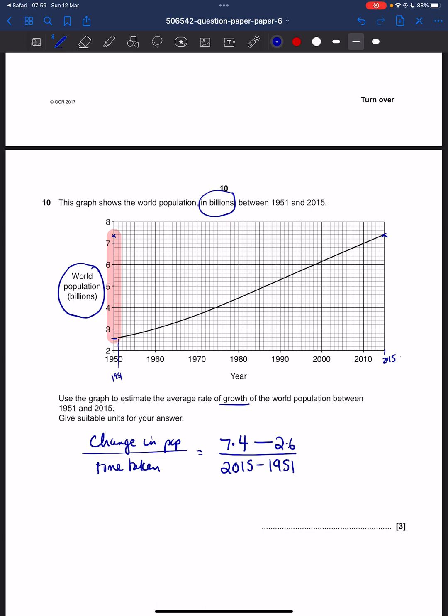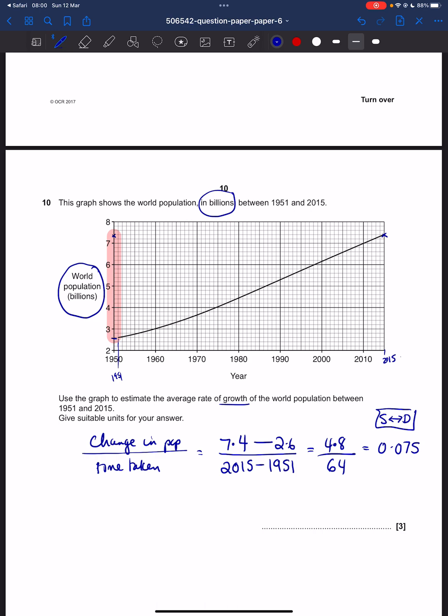So 7.4, we're working in billions, minus 2.6, so it's 4.8. 2015 minus 1951 is 64. So 4.8 divided by 64 is 3/40ths, 0.075. Use the S to D button to change the fractions to decimal. I said 3/40ths and then I pressed S to D.